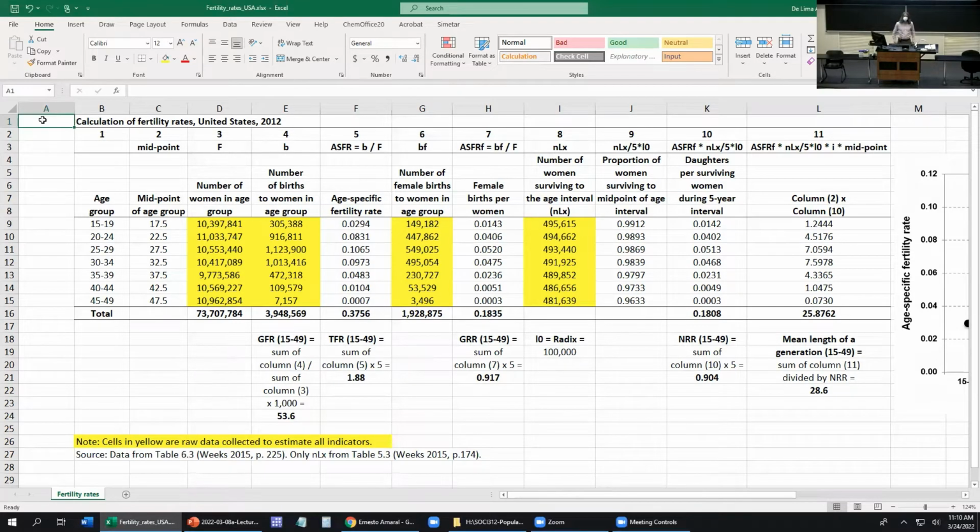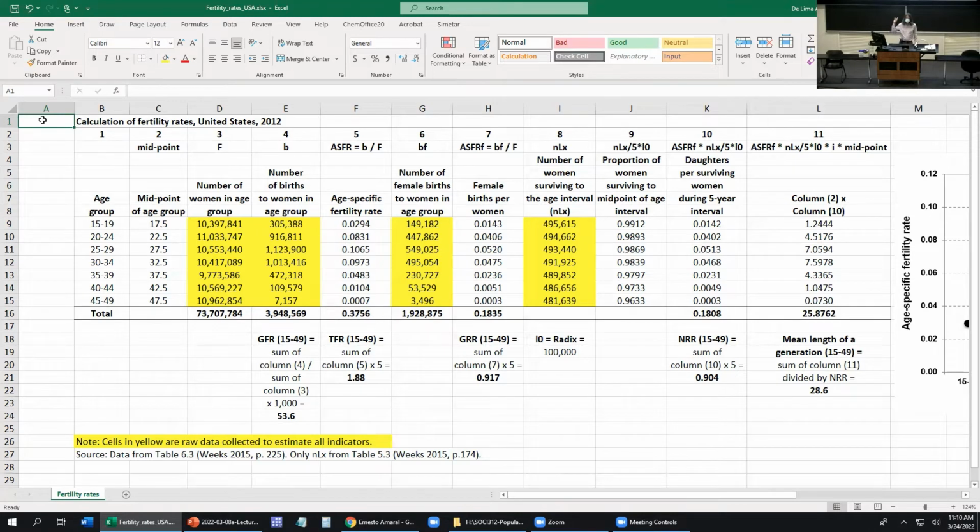Good morning, everybody. I will continue the lecture on fertility. I started talking about this spreadsheet in the previous class on Tuesday. The idea here is to give an example of how to estimate all those rates that we discussed during the lecture. For this, I'm using data from the US in 2012.